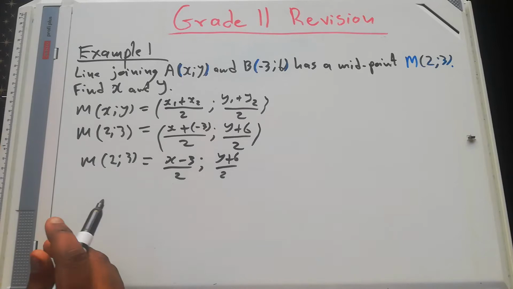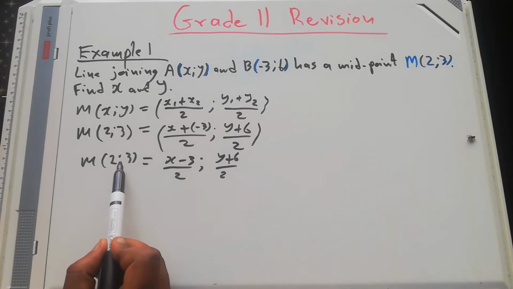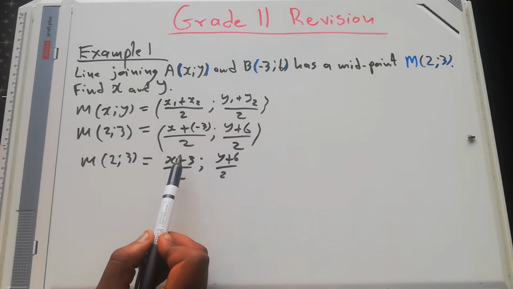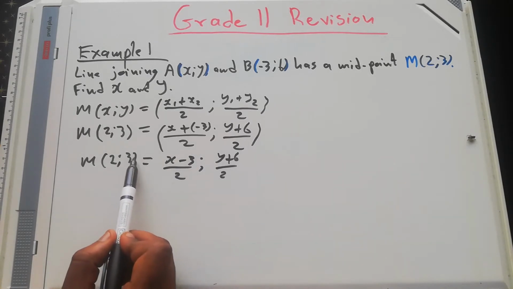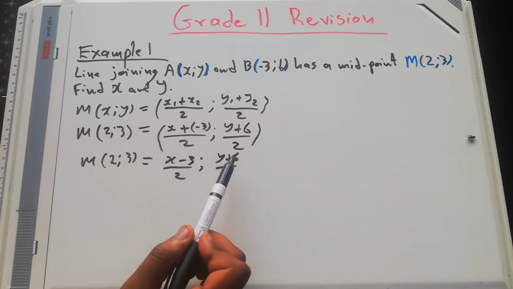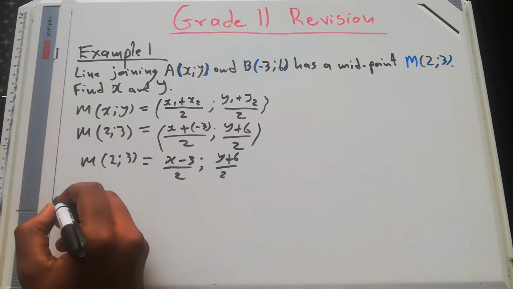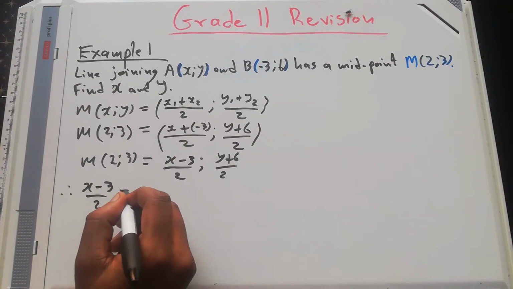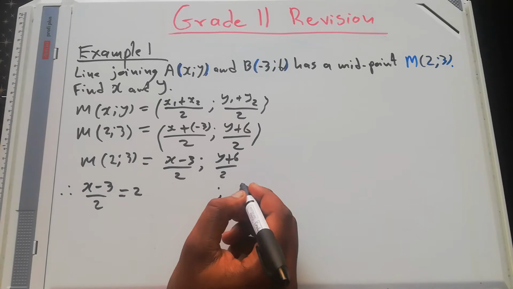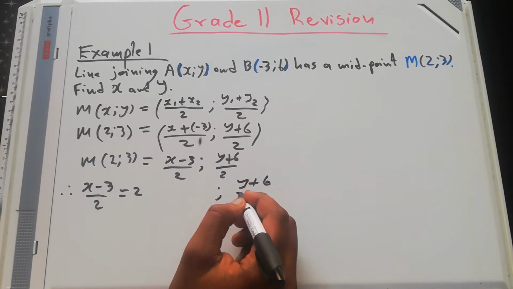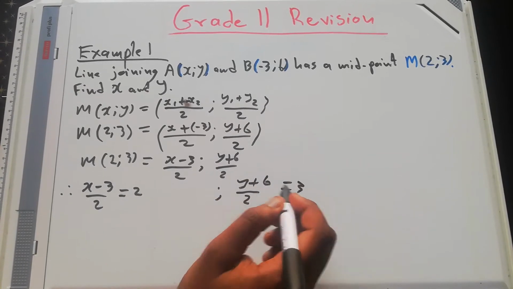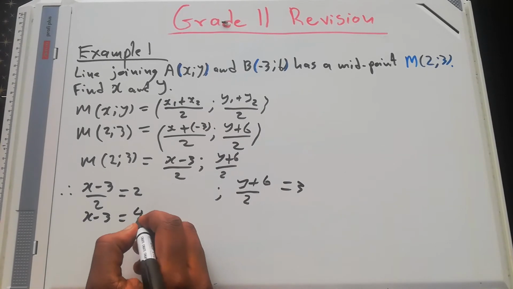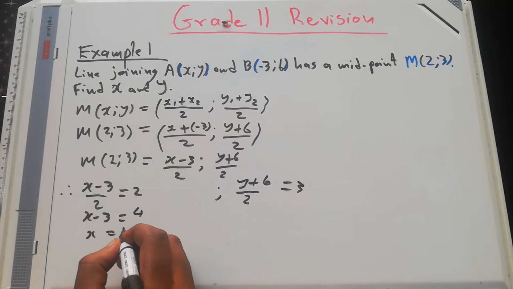From here on, you equate the x part of this midpoint to the x portion of the equation, and you equate the y part of this midpoint to the y part of the equation. So you'll say (x minus 3) over 2 must equal 2. On the other side, you'll say (y plus 6) over 2 must equal 3. And then you solve this one. x minus 3 is going to give you 4, then x is equal to 1.